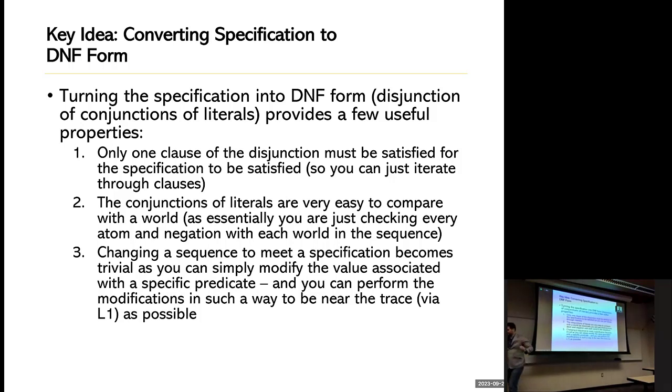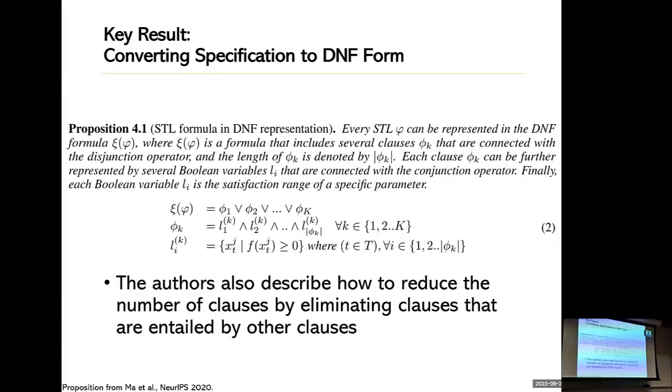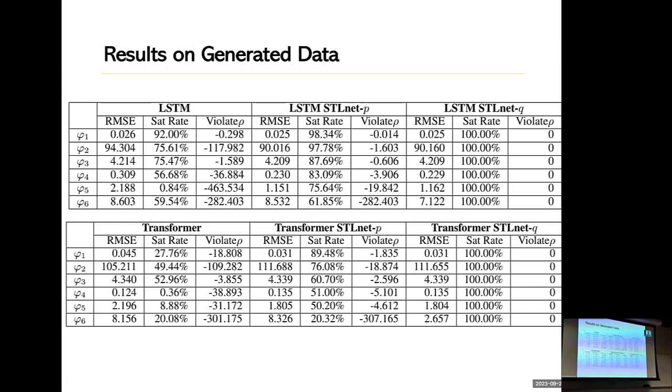So the idea here is that by converting it to this DNF form, you essentially have a sort of state or a world associated with each time point. And based on that, you can now do a direct comparison with the output of the neural network, and you could just easily replace the minimal number of symbols to make it correct. So then they talk about how the formulas have an associated DNF representation, and they provide an algorithm to do so.